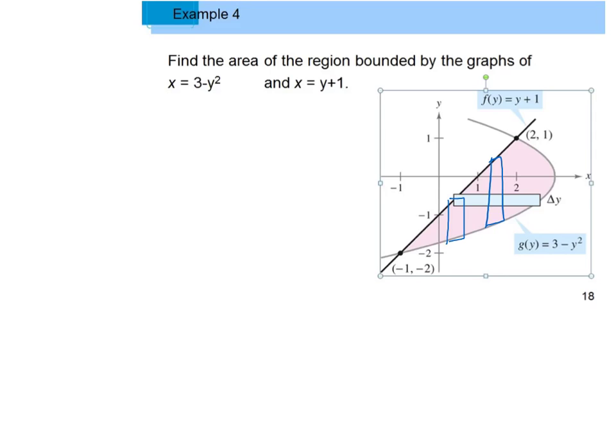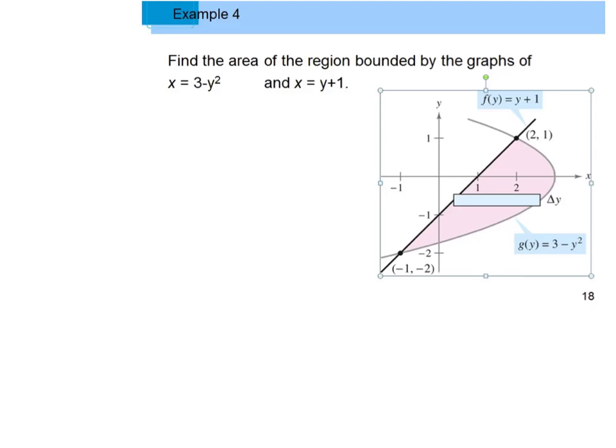But once I get over into this region, when I draw a vertical rectangle, I'm no longer interacting between f and g, but I'm actually interacting with just g by itself. So I can do this process, I'm just going to have to break up and do two separate integrals since my upper boundaries have changed. That's why it's actually, in this case, more practical to go ahead and use the horizontal rectangles and integrate with respect to y instead.